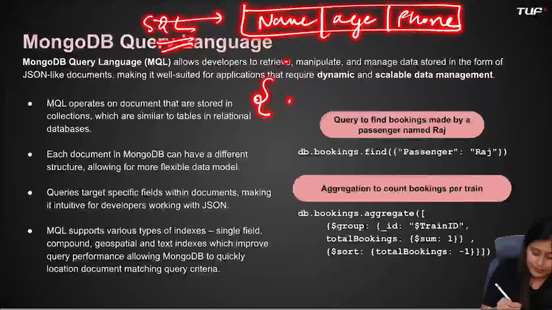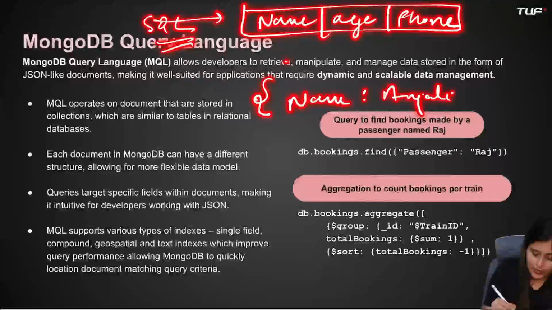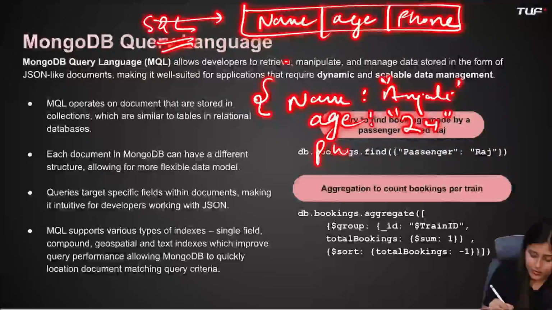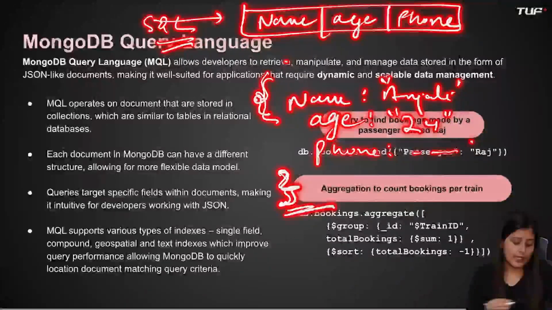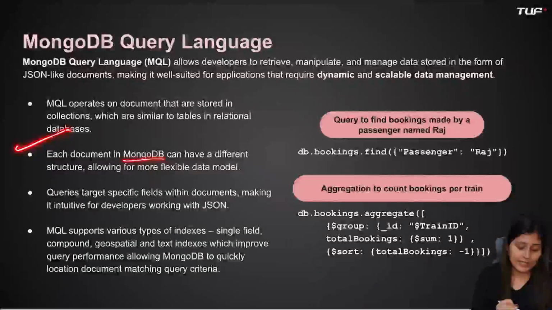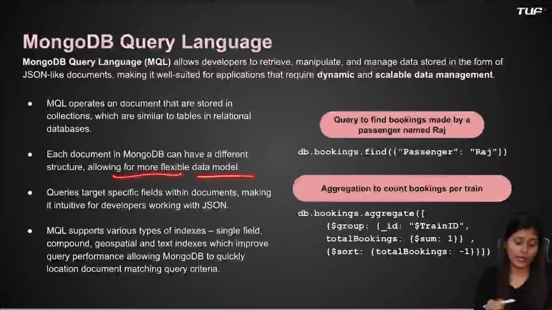Like this. We will give name, then age, and then phone number, and now closing bracket. This is how MongoDB stores the data. Each document in MongoDB can have a different structure, allowing for a more flexible data model. So each document in MongoDB can have a different structure.